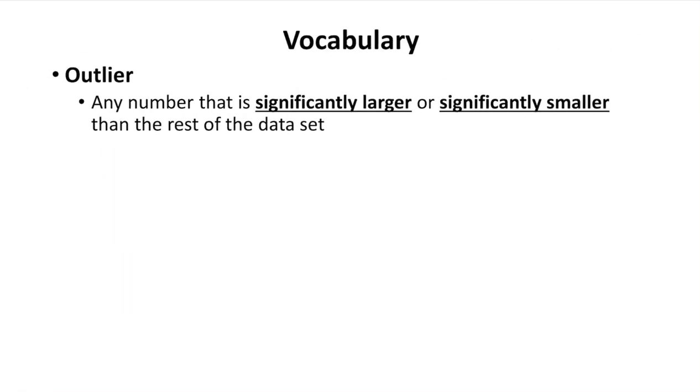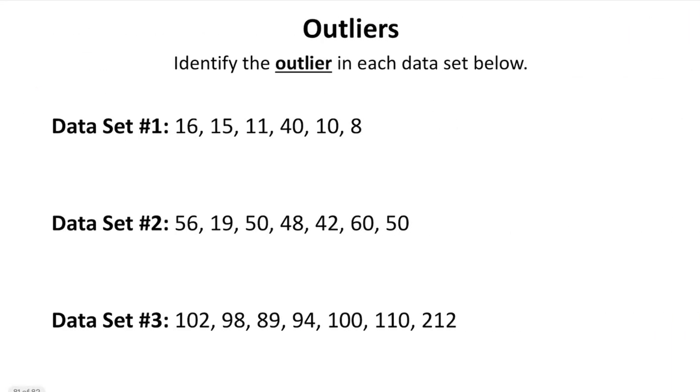Let's look at vocabulary in a data set. Outlier. An outlier, these are easy to spot. It's any number that is significantly larger or significantly smaller than the rest of the data set. Let me show you what that looks like, okay? Look at this, pause the video, see if you can find the number that doesn't belong. Okay, in this one, 8, 10, 11, 15, 16, they're all pretty close. 40 is way bigger than all those.